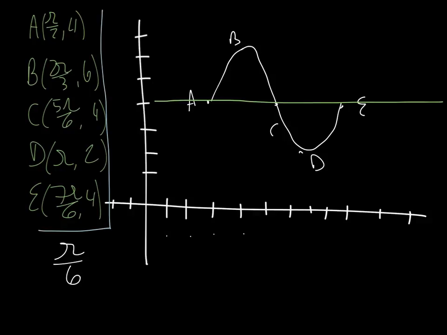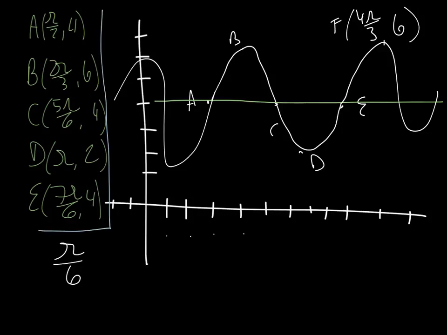And now if you want to graph another period, all you have to do is follow the intervals to as many points as you need. So your next point would be point F, which would be at, well, if this is 7 pi over 6, your next interval would be 8 pi over 6. So 4 pi over 3, and it goes back to midline high, so at 6. So then your periods will continue this way and this way until you reach as many as you need.